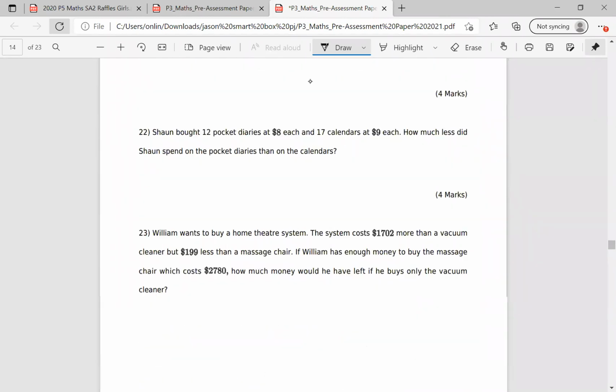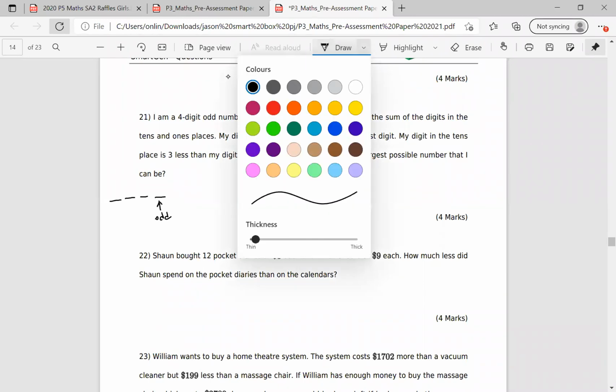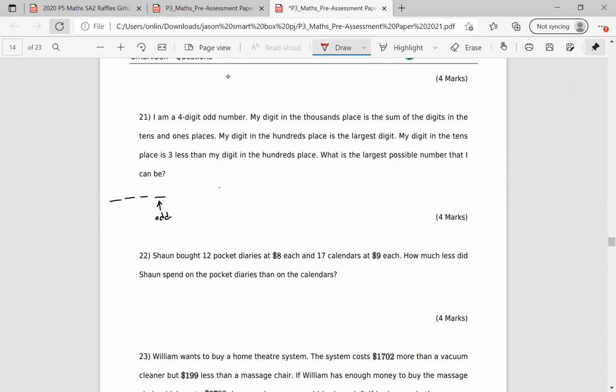So for question 21, they say that it's a 4-digit odd number. So I know that the last digit must be odd because it's an odd number. My digit in the 1,000 place is the sum of the digit in the 10 and 1 place.